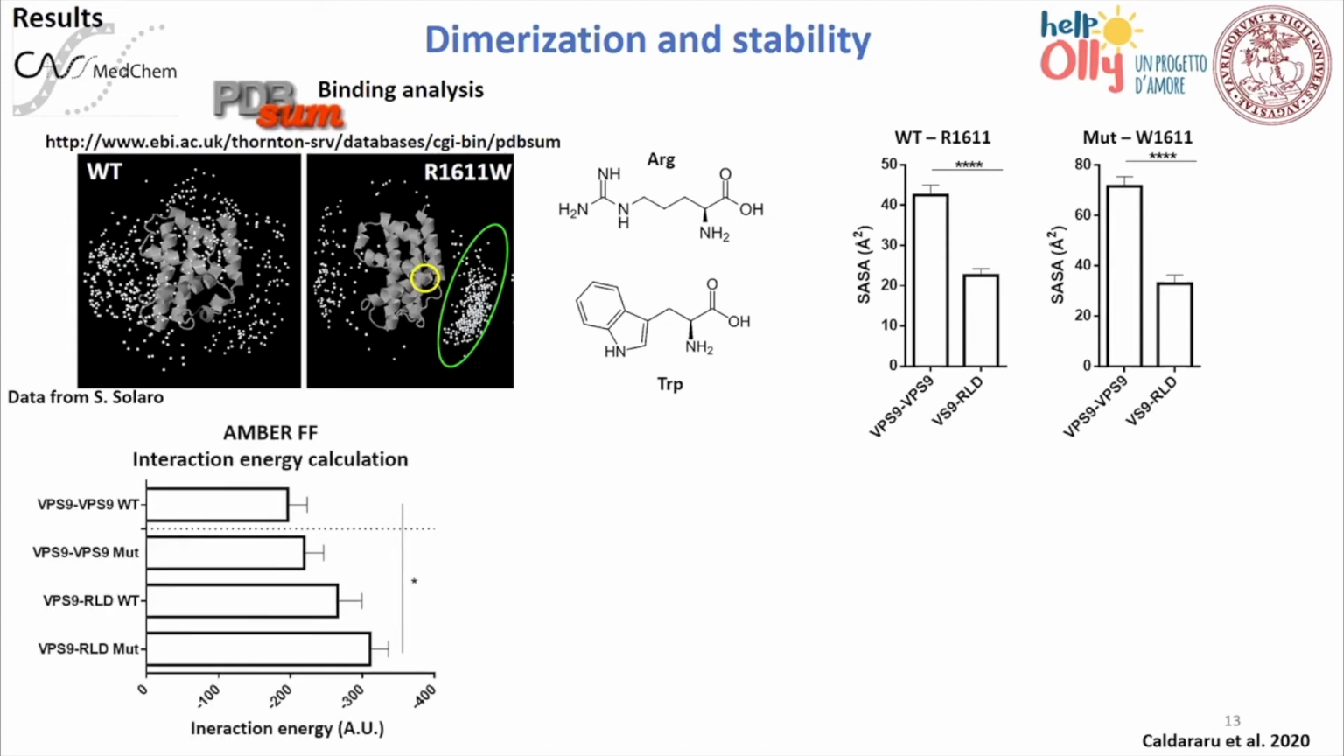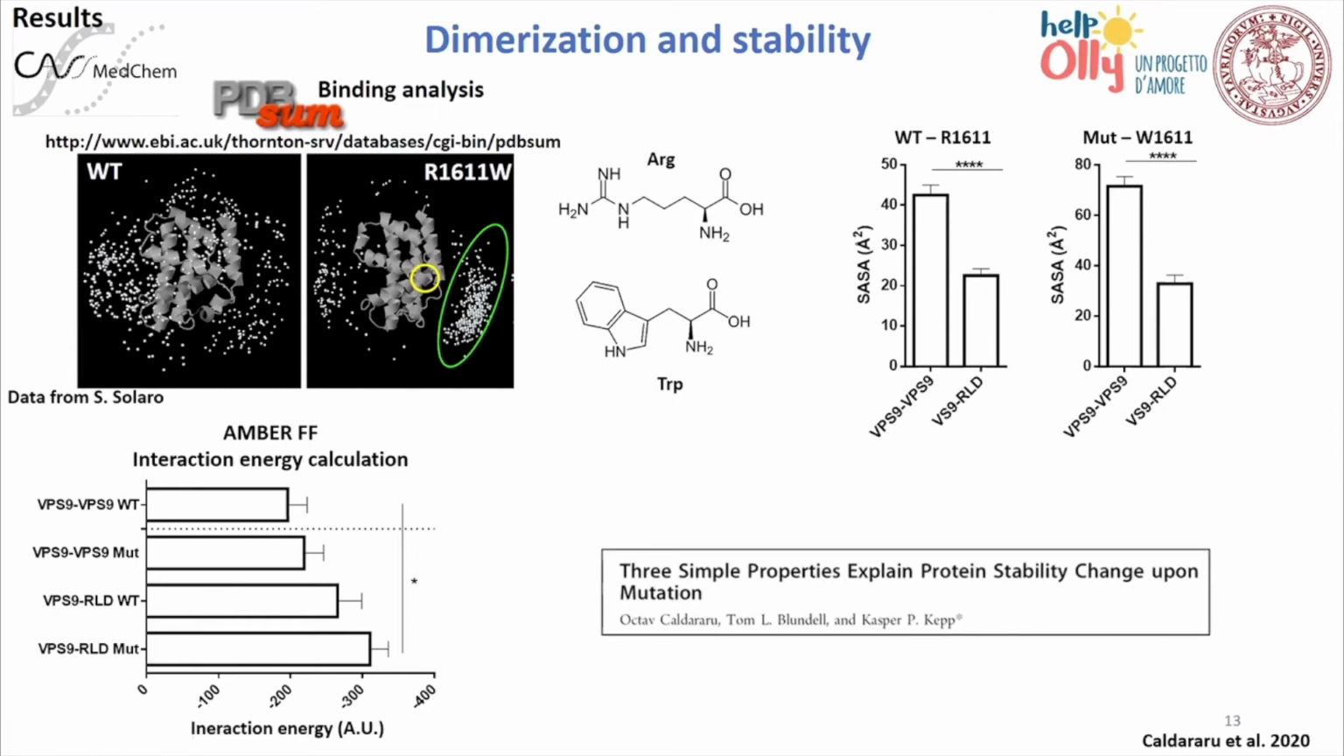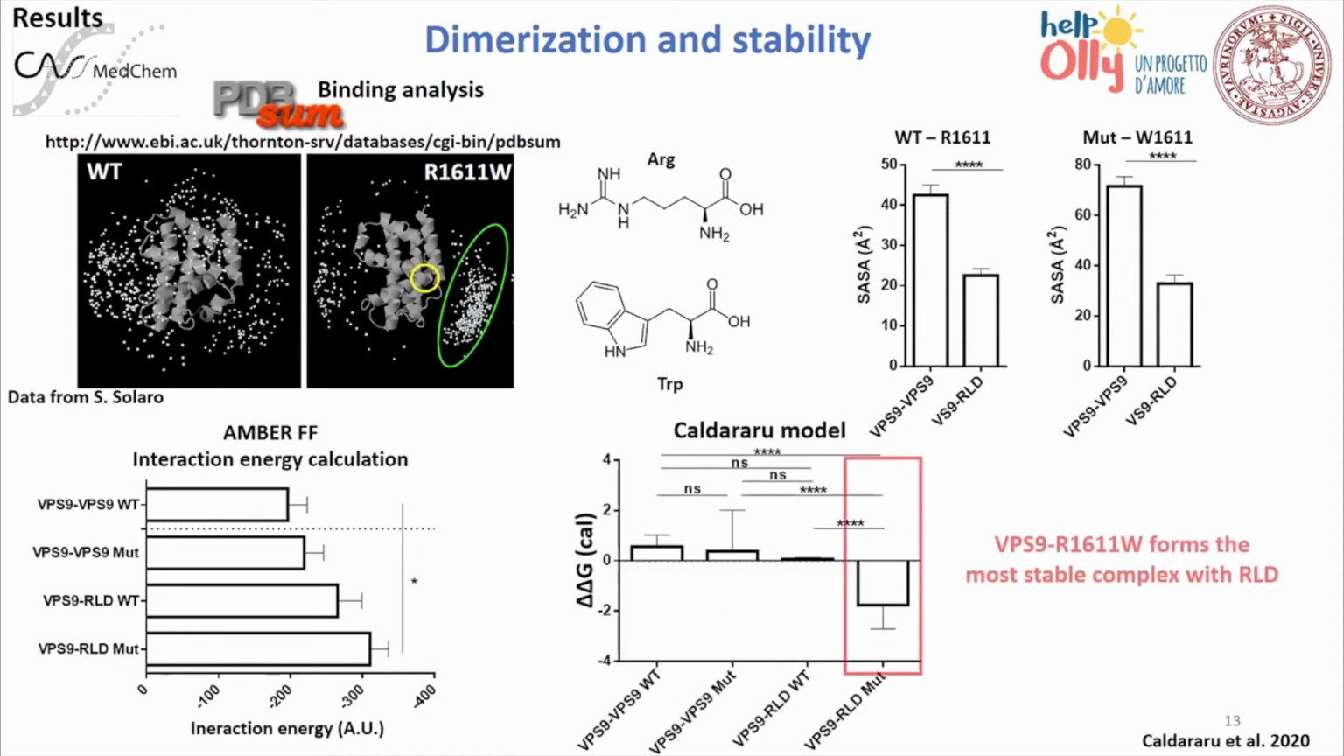And indeed, when we characterized our system with the Amber force field and calculated the interaction energy, we obtained this nice trend showing us that indeed the VPS9 mutated domain interacting with the RLD has the highest interaction potential. Another analysis that confirmed this hypothesis was to utilize the Calderaro model published in 2020 for the calculation of delta-delta G, measuring instability of a protein complex when a mutation occurs to one residue. And indeed, also by doing this, we obtain that the VPS9 domain, the mutated form interacting with RLD, looks more stable, highly stable, when compared to all the other forms.